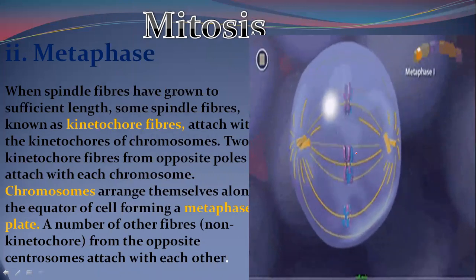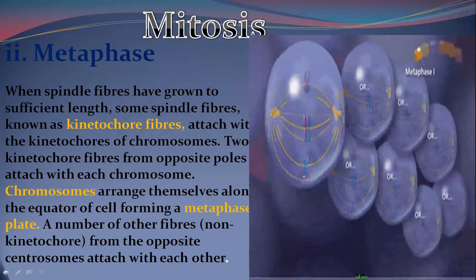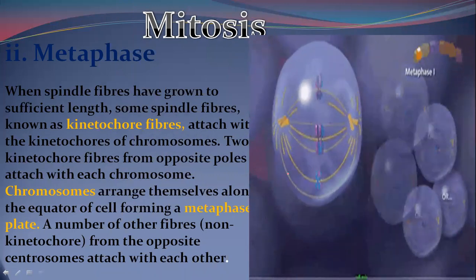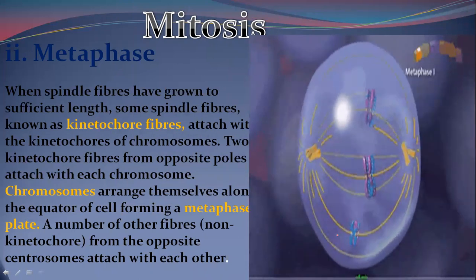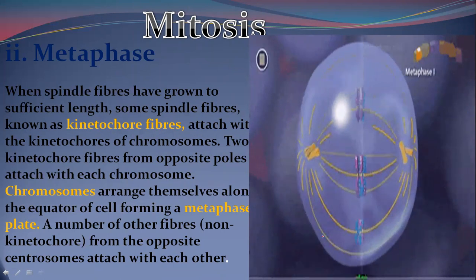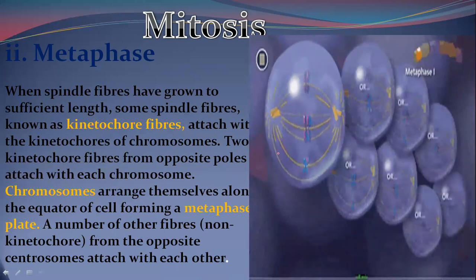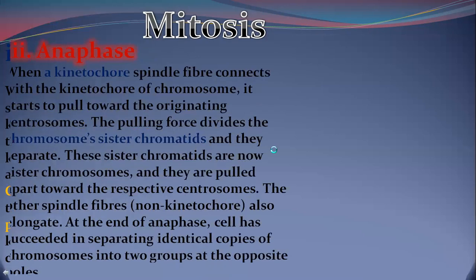You can see here the metaphase plate in the center, and some other fibers are there, which are non-kinetochore fibers, because they are not attached to the kinetochore but are attached to each other from one centriole to another. So up to here, prophase and metaphase have been completed. Pro means first, phase means a stage, the first stage of mitosis. Meta is a prefix that comes before the word, and it means after. So it comes after the first stage.